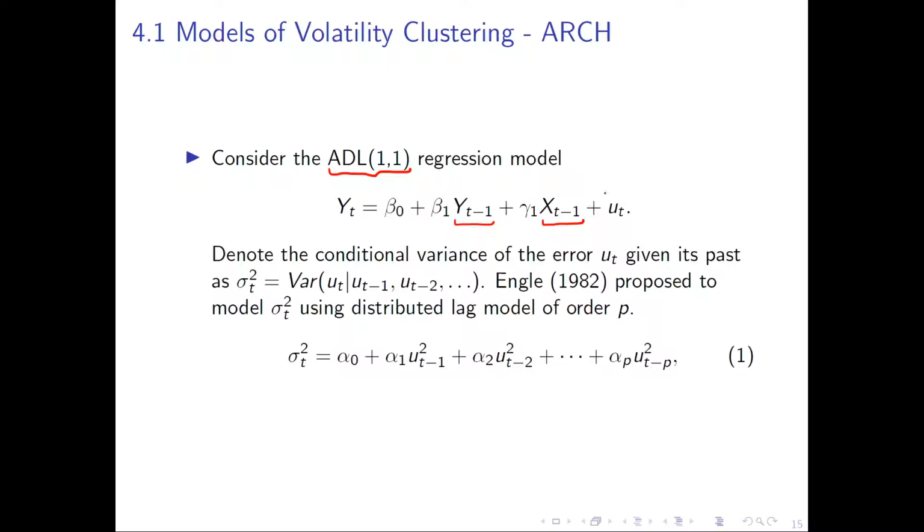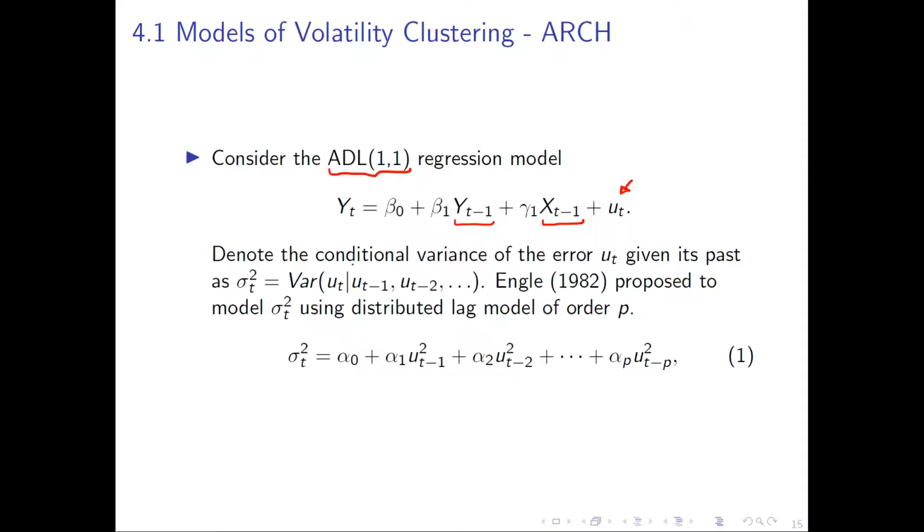And in this case, the volatility around the regression line is captured by the error term. So the error term has an expected value of 0, but in our previous models, we have assumed that the volatility or the variance of the error term has been a constant.